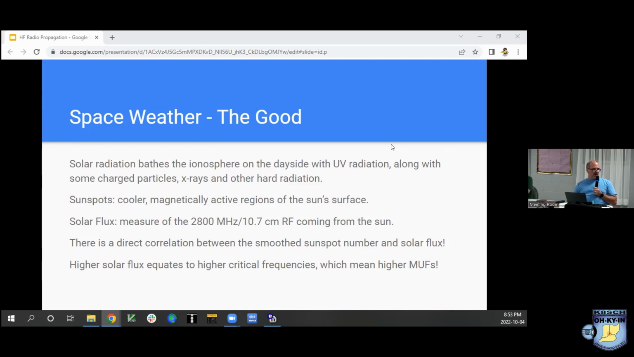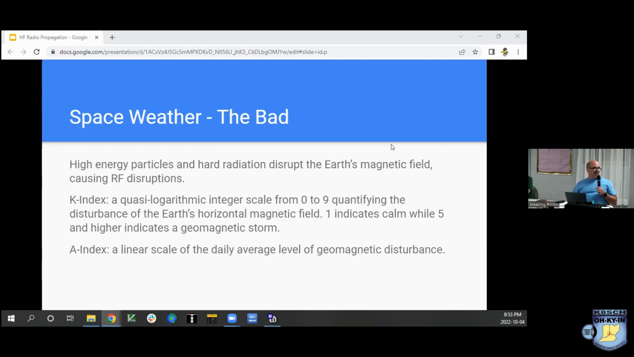The higher solar flux equates to higher critical frequencies, which means higher MUFs along the path. So that's what we're looking for. That's why everyone's getting excited with the solar cycle, because we're getting more sunspots, which means more UV radiation, which means better ionization.